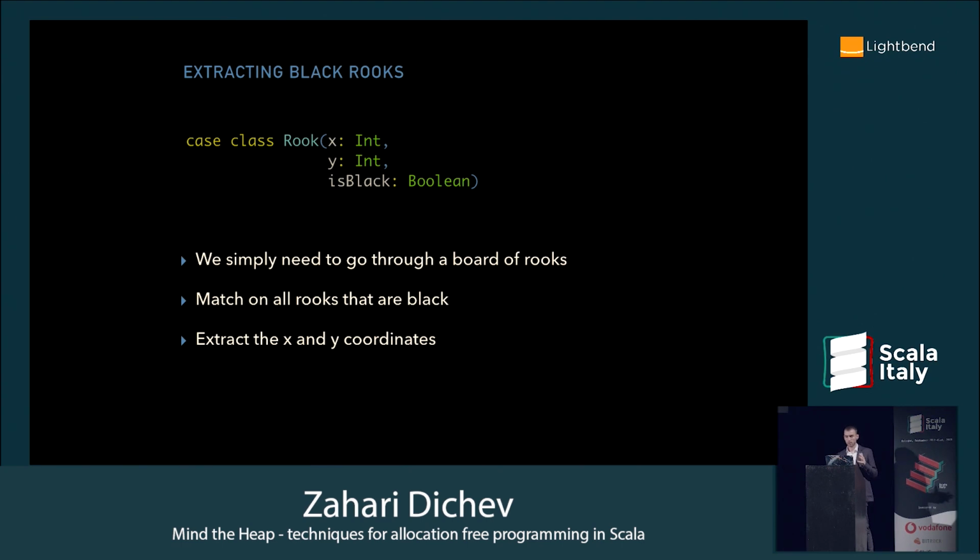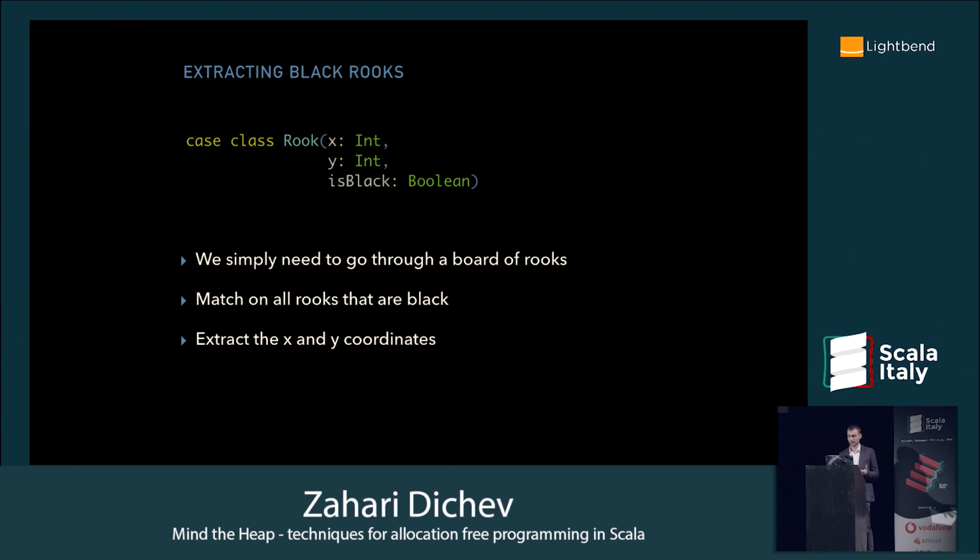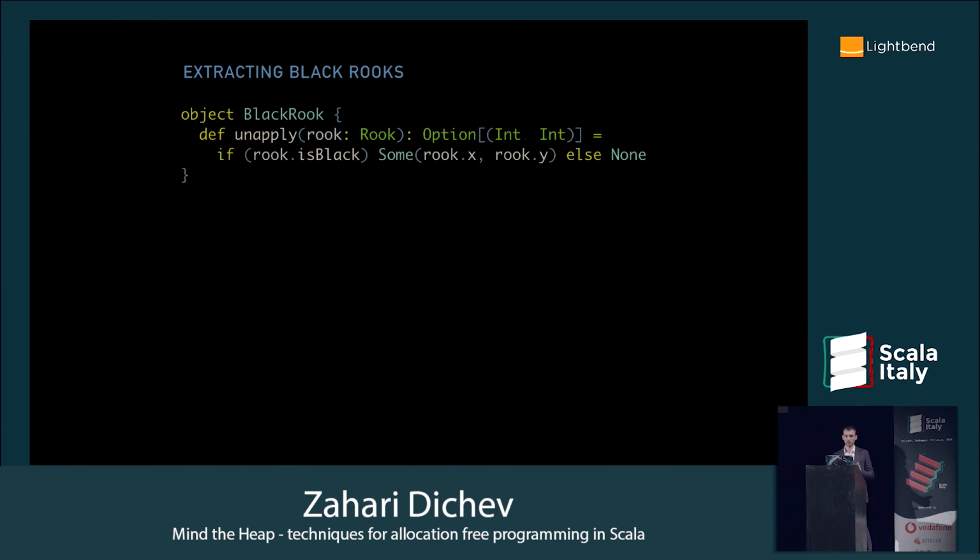So if we have this code, what do we want to do with it? We simply want to go through a board of rooks, of arbitrary size, and match on all rooks that are black and give back their coordinates. So writing an extractor that does that might look like this, right? We have an unapply method that takes an instance of a rook, and if the rook is black, it's going to give you a Some of a tuple with the coordinates. Otherwise, it's going to be None if the extraction is not successful.